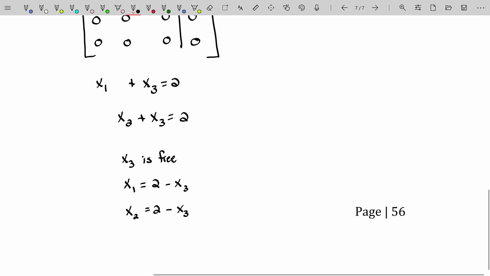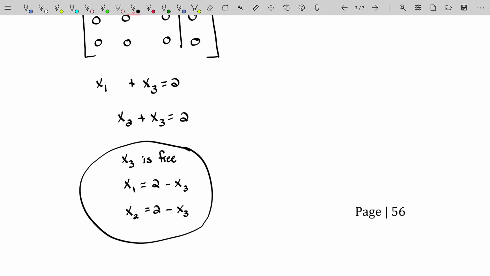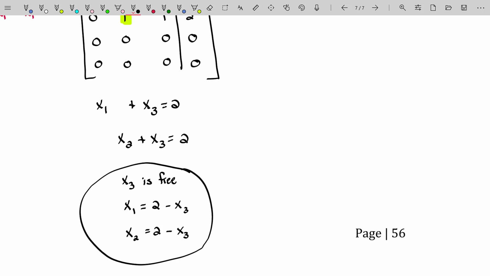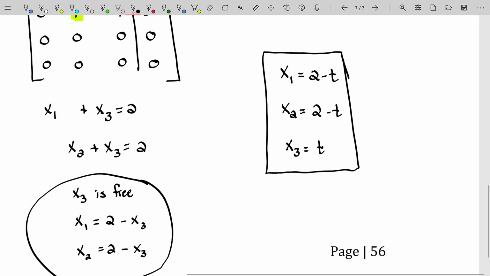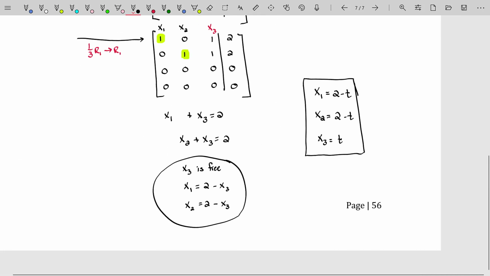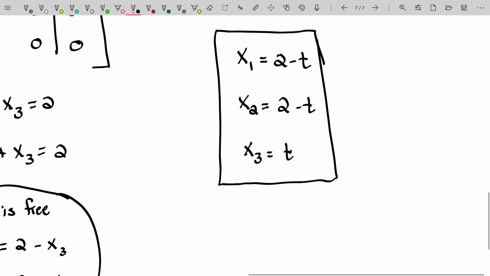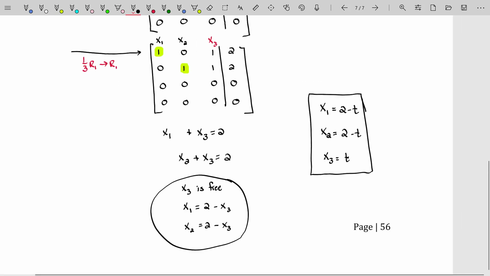If you want to parametrize that, that's, by the way, the general solution. If you want to write this as a parametric solution, then you could say x sub 1 is 2 minus t, x sub 2 is also 2 minus t, and x sub 3 is equal to t. That would be the parametrized solution. Very similar, right? What's nice about seeing the parametrized solution or the general solution is that you can now substitute any value you want in for t and you get a solution to the original system.